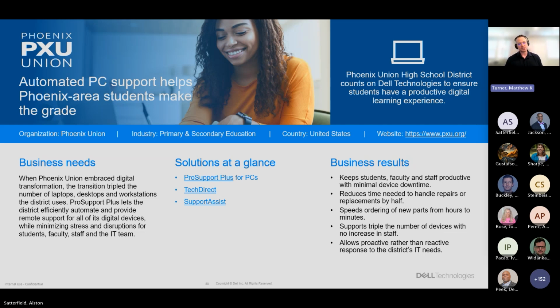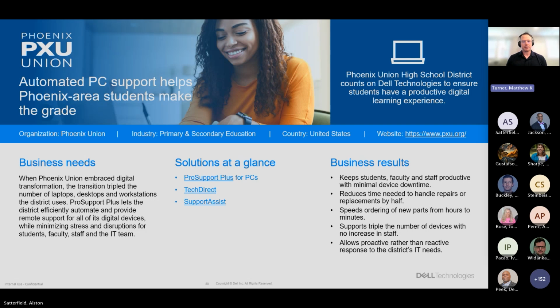Using Tech Direct and SupportAssist also really helped shift the speed of ordering new parts from hours to minutes. Again, they have more insight into what's wrong with the device. There's less troubleshooting that you need to complete. You're able to get to that solution a lot quicker and order the part that you need a lot faster. That's awesome in itself. Really, one of the biggest things was, how do we do more with less? They were able to support 3x the number of devices with no increase in staff.